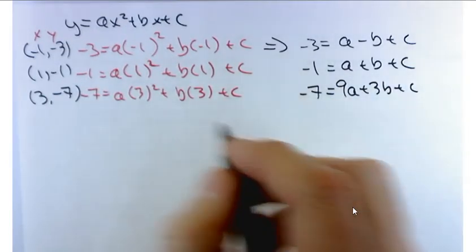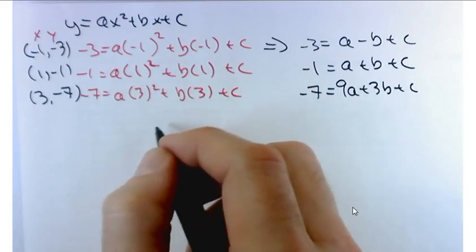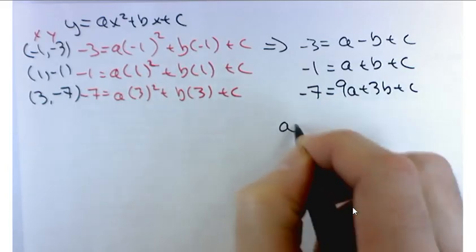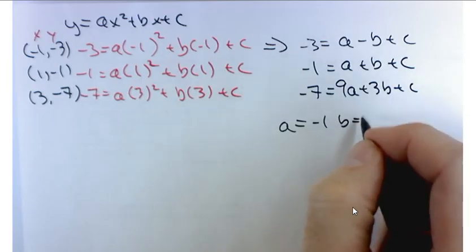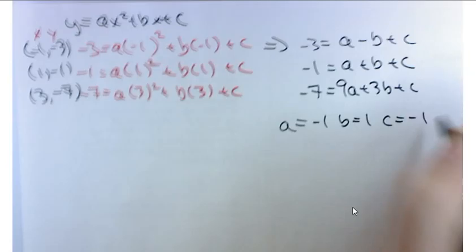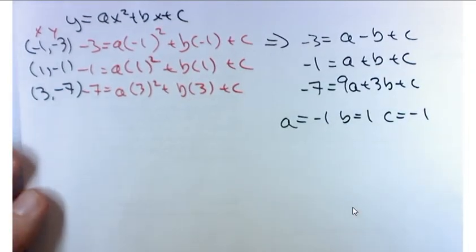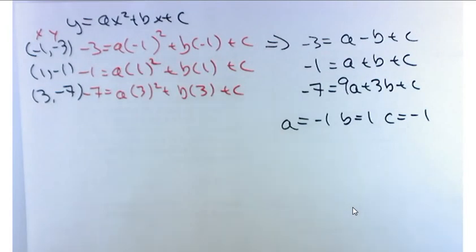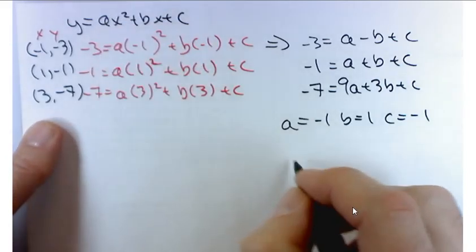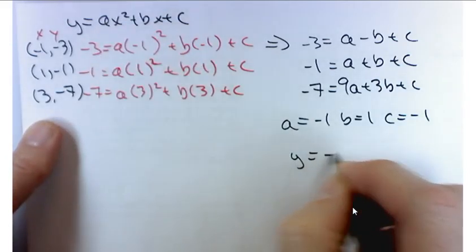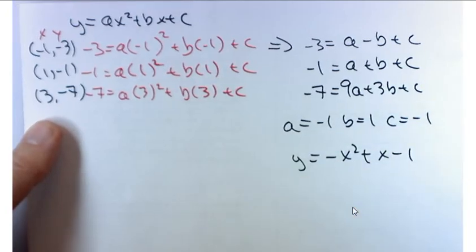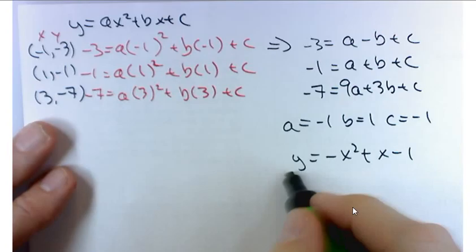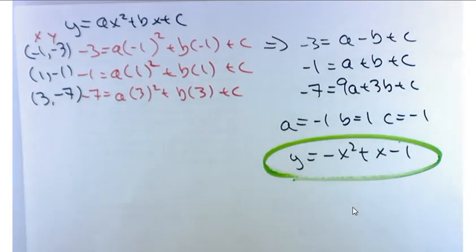plus 3b plus c. What you get when you solve this is a is negative 1, b is 1, and c is negative 1. If you then plug that into your equation, you end up with y equals negative x squared plus x minus 1. Again, that's something you can and should and will solve on a graphing calculator.